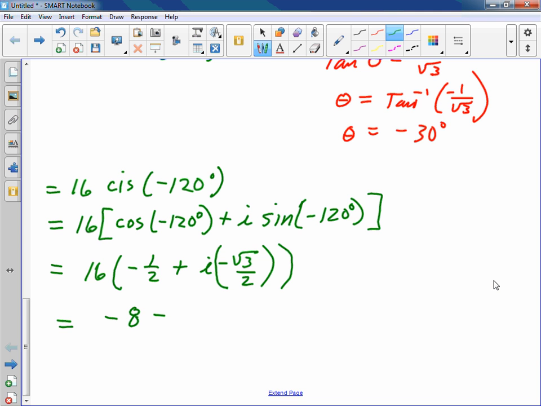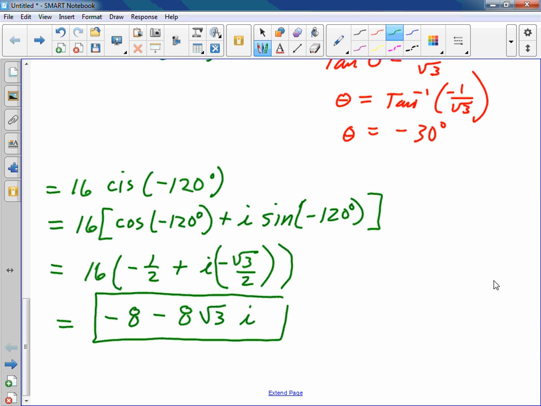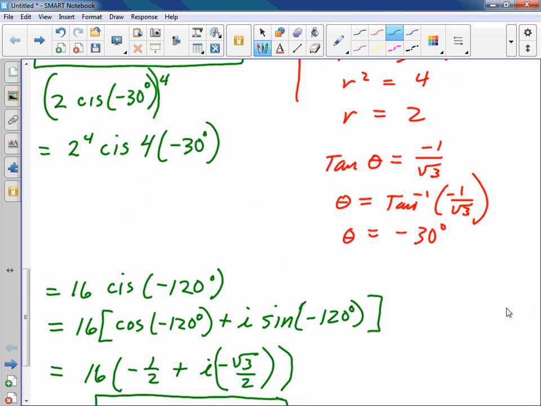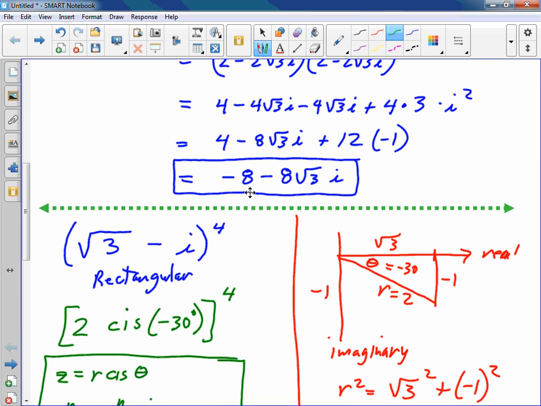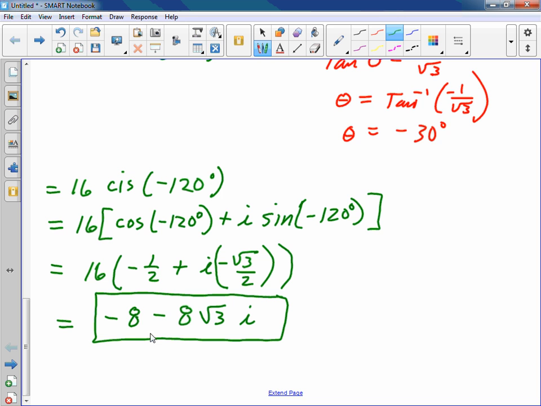Okay. Cool. And then we have one more step, equals negative 8 minus 8 times the square root of 3i. Guess what, ladies and gents? That is the same thing that we got up here. Negative 8 minus 8 times the square root of 3i. Being able to do things in two different ways makes you that much more powerful mathematically.